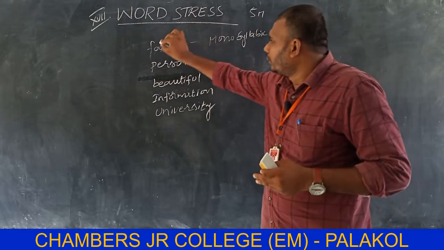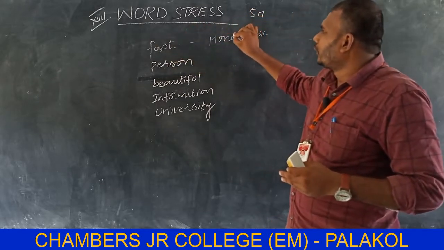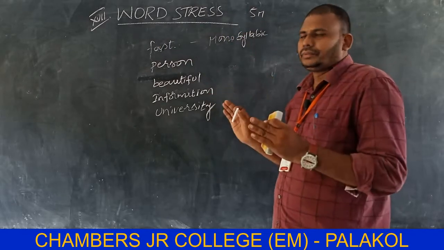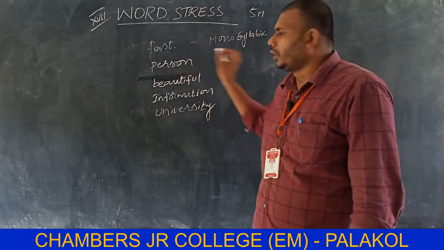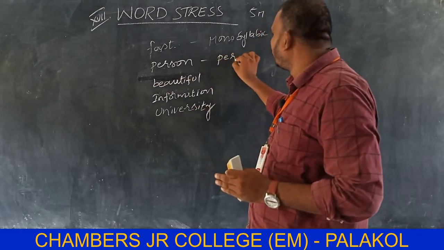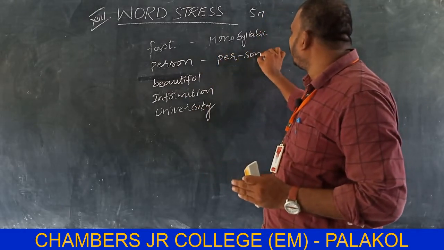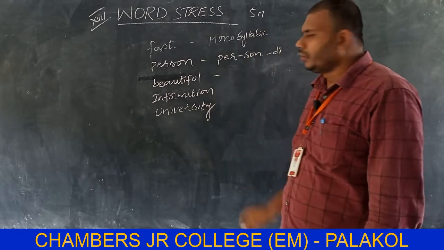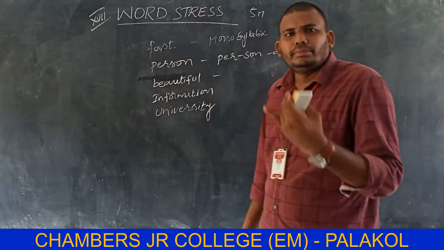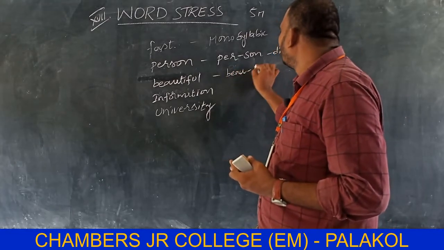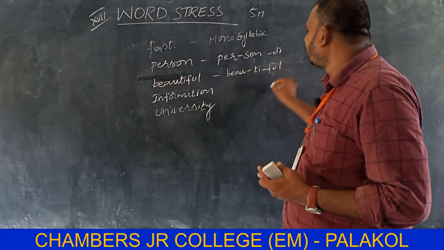And here, fast is considered a monosyllabic word because we can't divide it. Come to the second one, person. The word person is divided into 2 syllables, so it is called disyllabic. And beautiful, can you divide it? Beautiful. So it's a trisyllabic word.